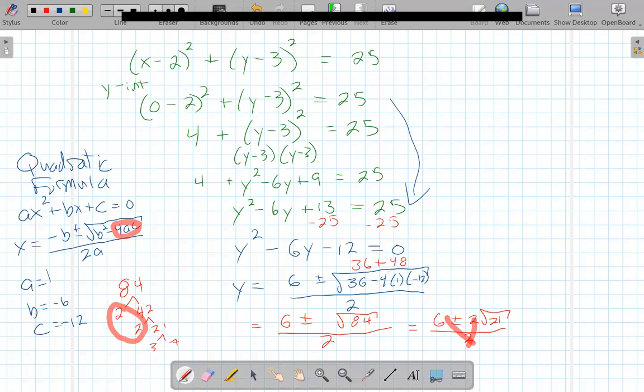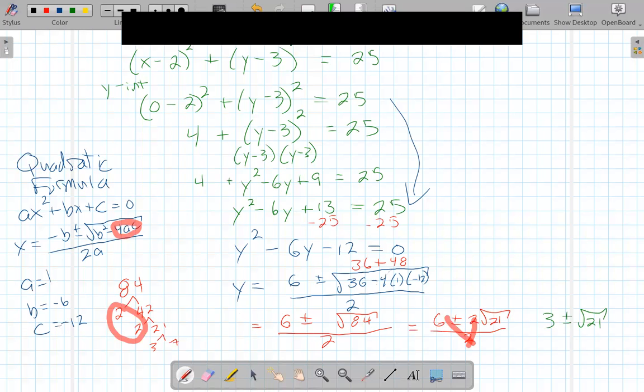So I can reduce this one more time. 2 goes into 6 3 times, 2 goes into 2 once. So I get 3 plus or minus the square root of 21. That was a lot more work than this one over here.